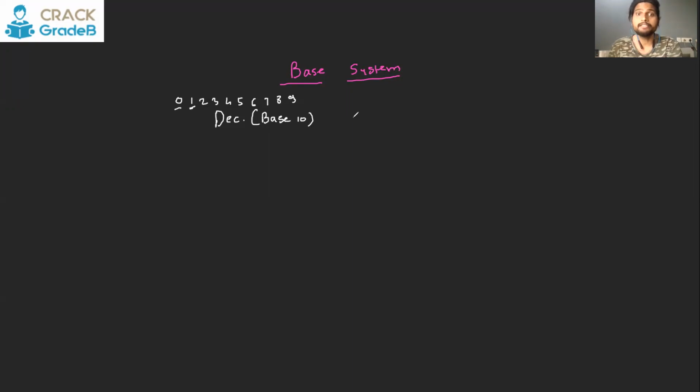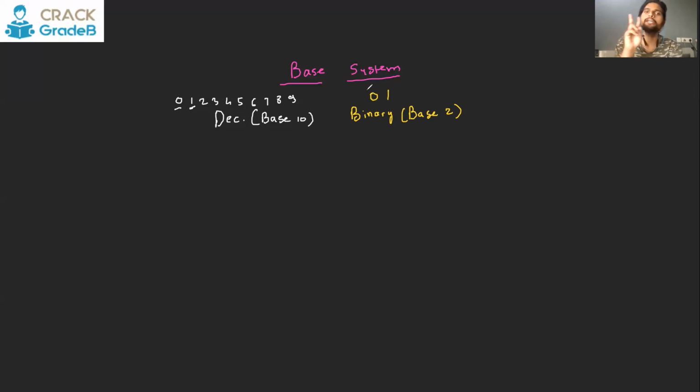But the system that the computer uses is called the binary system. Binary means what? The base is going to be 2. So the computer understands only 2 symbols, that is 0 and 1.